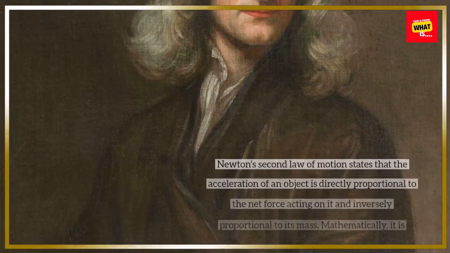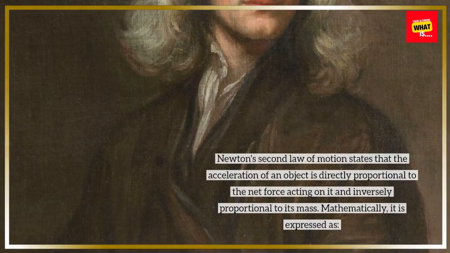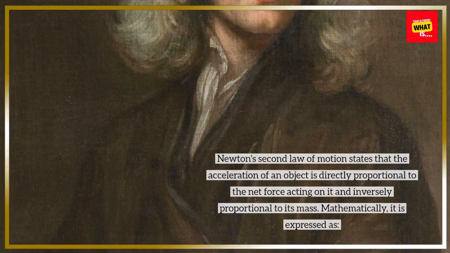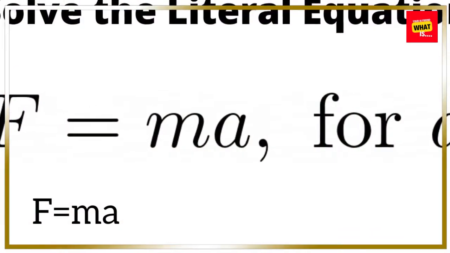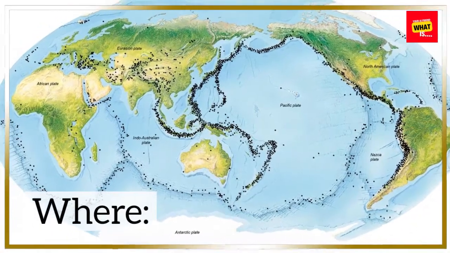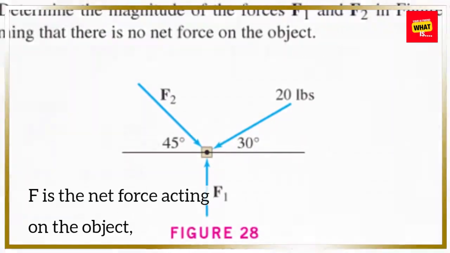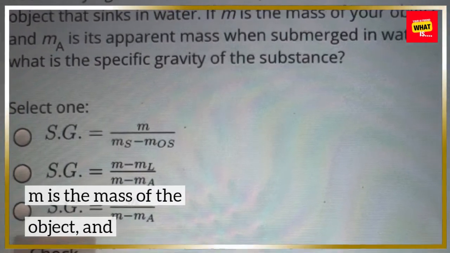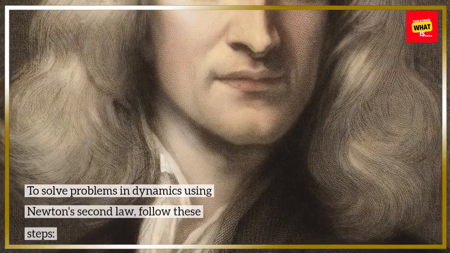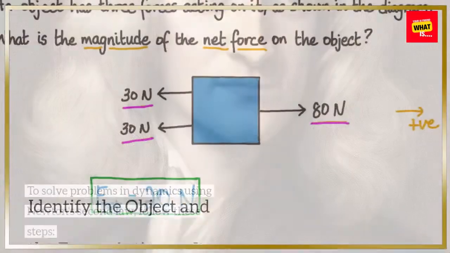Newton's second law of motion states that the acceleration of an object is directly proportional to the net force acting on it and inversely proportional to its mass. Mathematically, it is expressed as F equals ma, where F is the net force acting on the object, m is the mass of the object, and a is the acceleration of the object. To solve problems in dynamics using Newton's second law, follow these steps.